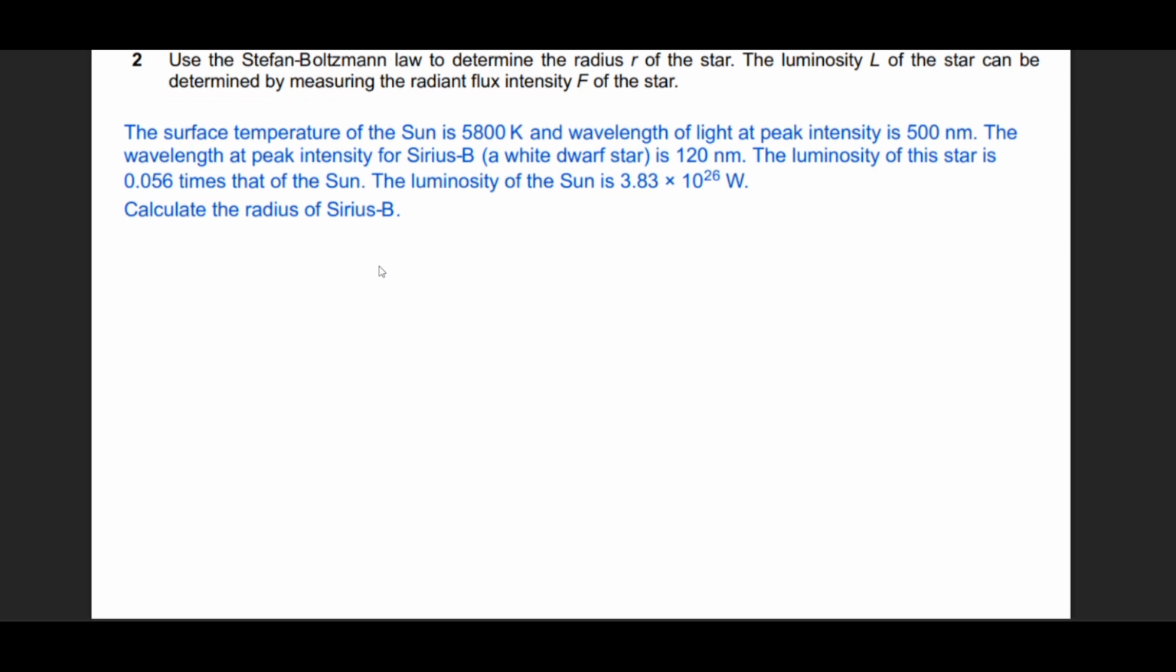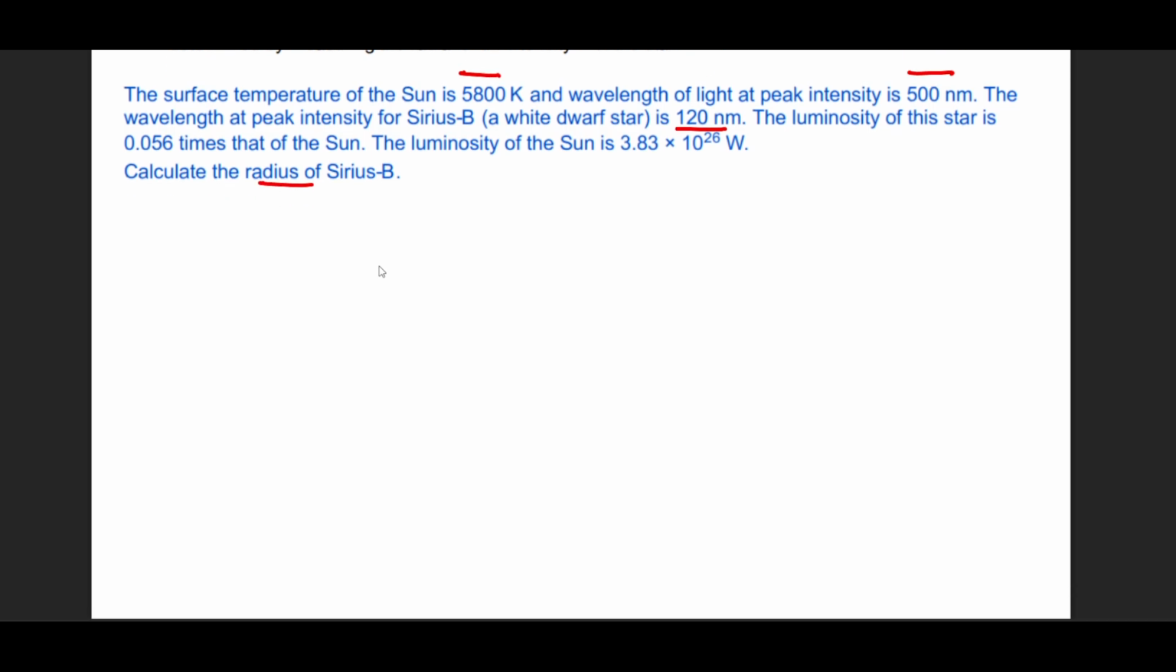He says the temperature of the sun is 5800, the peak brightness is 500, the peak brightness for another star is 120. Find out the radius for this. Now first we will use Wien's displacement law to figure out, for this star, Sirius B, what is the maximum wavelength, what is the maximum temperature of the star? So lambda max into T equals a constant for our own sun, which will be equal to lambda max into T for another star.